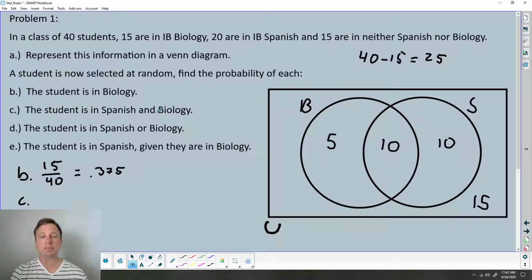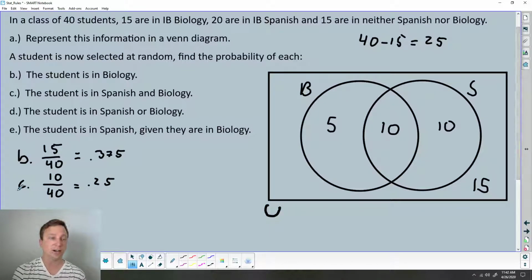On to the next one, C. The student is in Spanish and biology. Well, we just need to recognize of the 40 students, how many of these are in Spanish and biology? Well, that's our overlap. That's 10 over 40, or 1/4. So 0.25 would be the probability that I select a student and they are in both of the courses from this class.